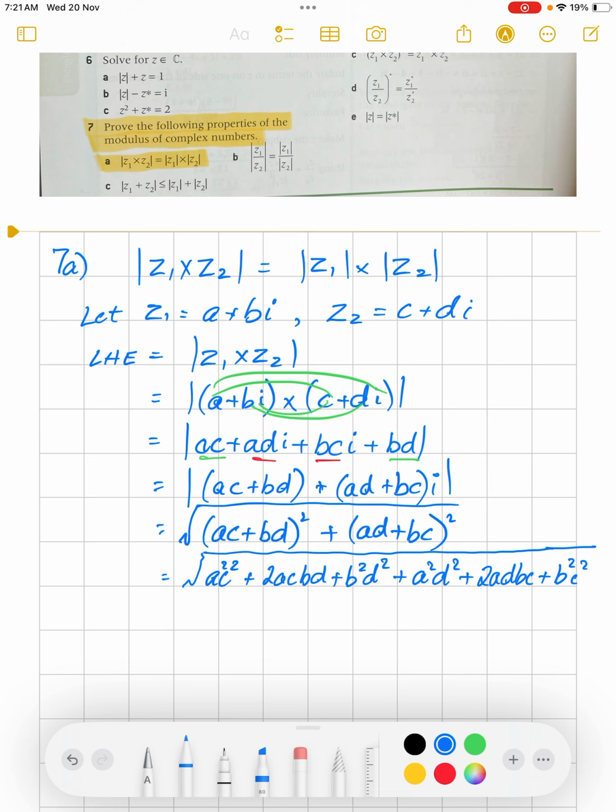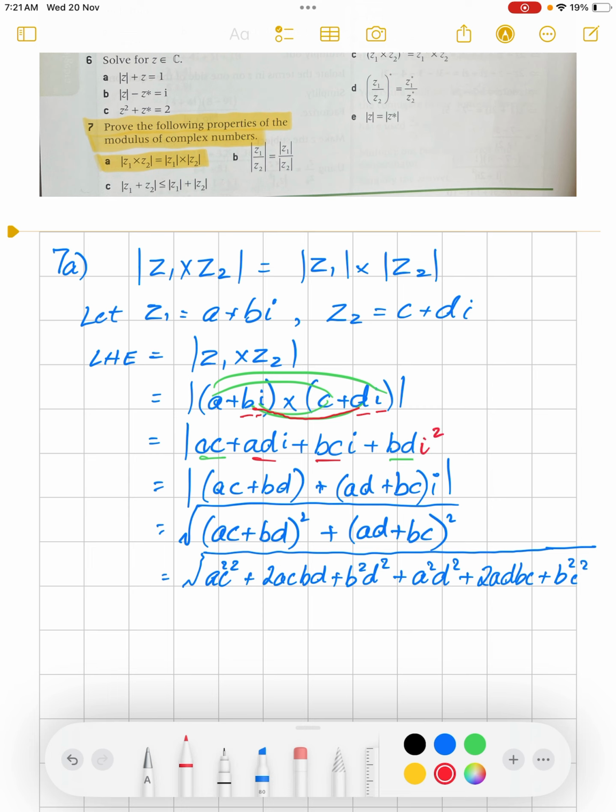I think there's something wrong here. Yes. Okay. Let's fix this mistake. This line here is BI times DI, and I said BD, but there's an i squared. So let's fix that.